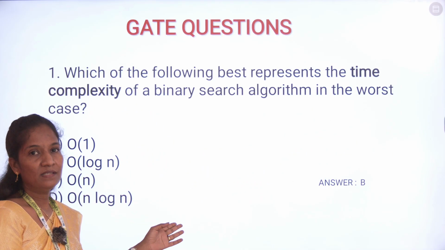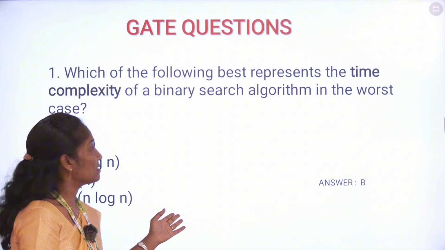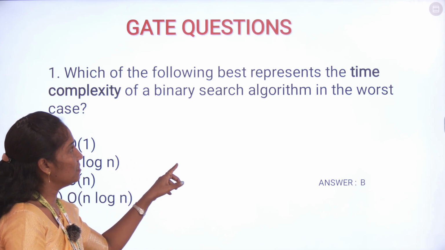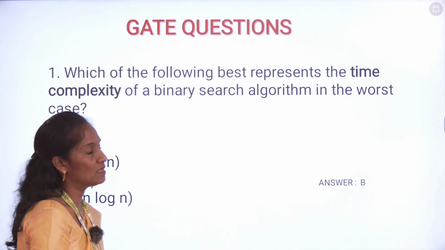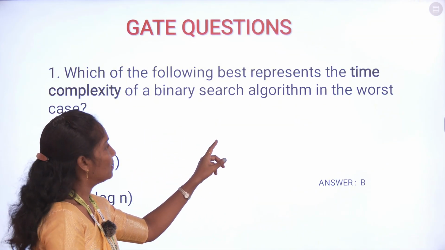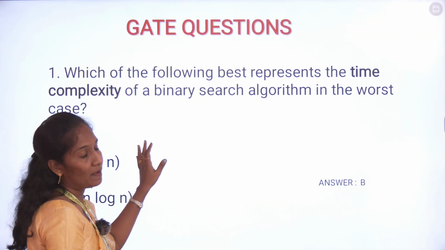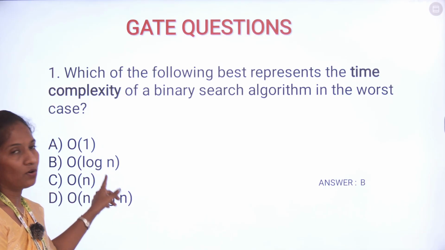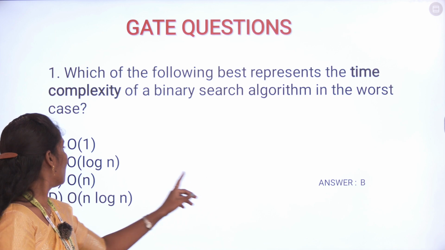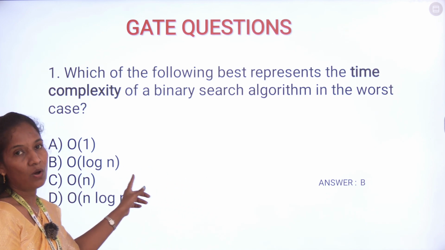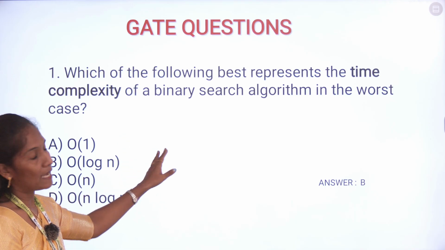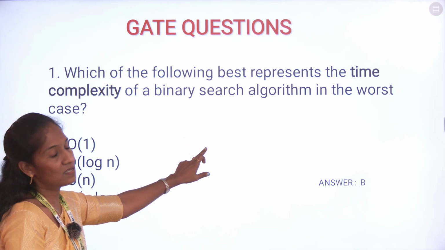These are the GATE questions which will be asked. So the first question is, which of the following best represents the time complexity of a binary search algorithm in the worst case? Here they have given 4 options, and the correct answer is B. The answer is order of log of n, which is the best time complexity of binary search algorithm.